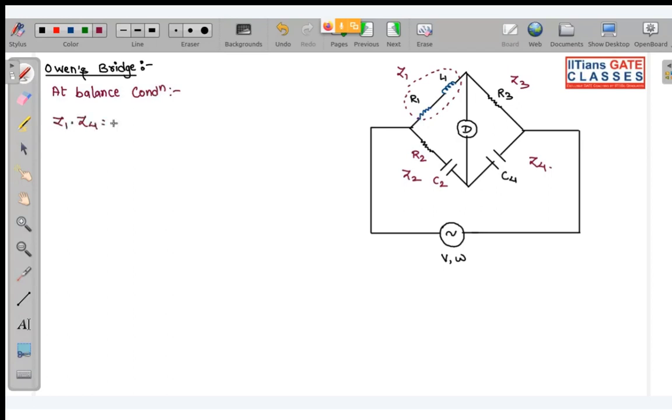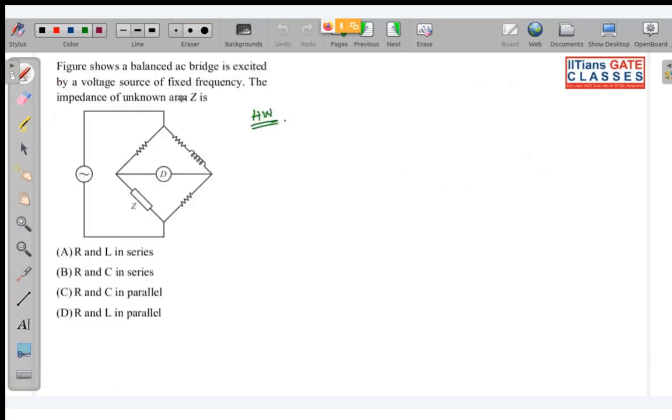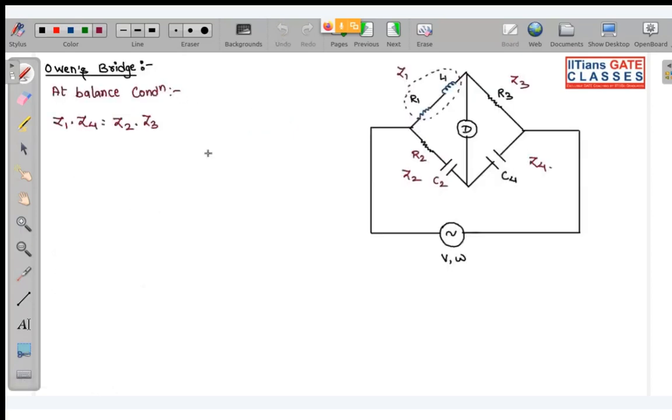Z1 into Z4 is equal to Z2 into Z3. So after this bridge, we are going to see a few questions, okay? Because we are studying theory for 2 classes, so it's not good. We have to see some questions also. So Z1 is equal to R1 plus J omega L1, and Z4 is equal to 1 by J omega C4. Z2 is R2 plus 1 by J omega C2, into Z3, so that is R3.